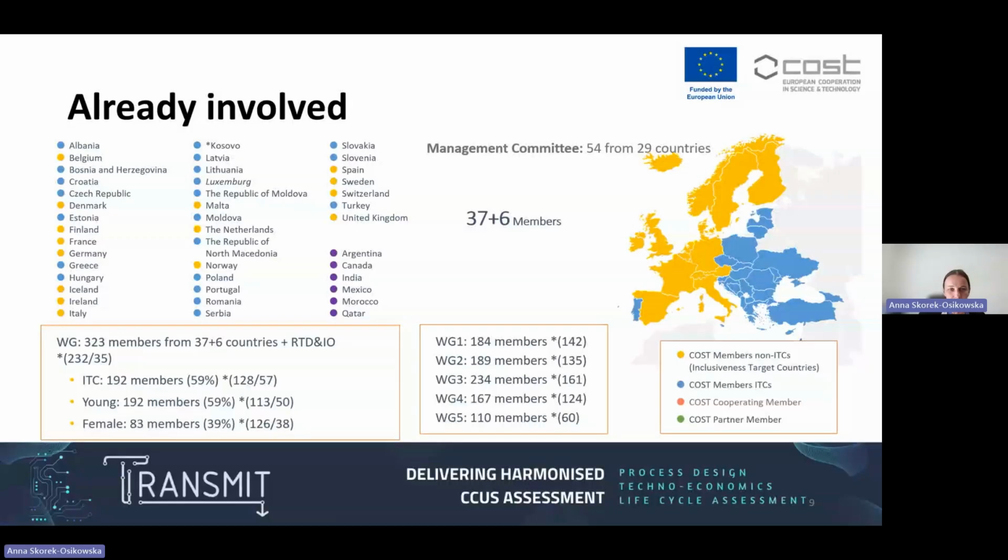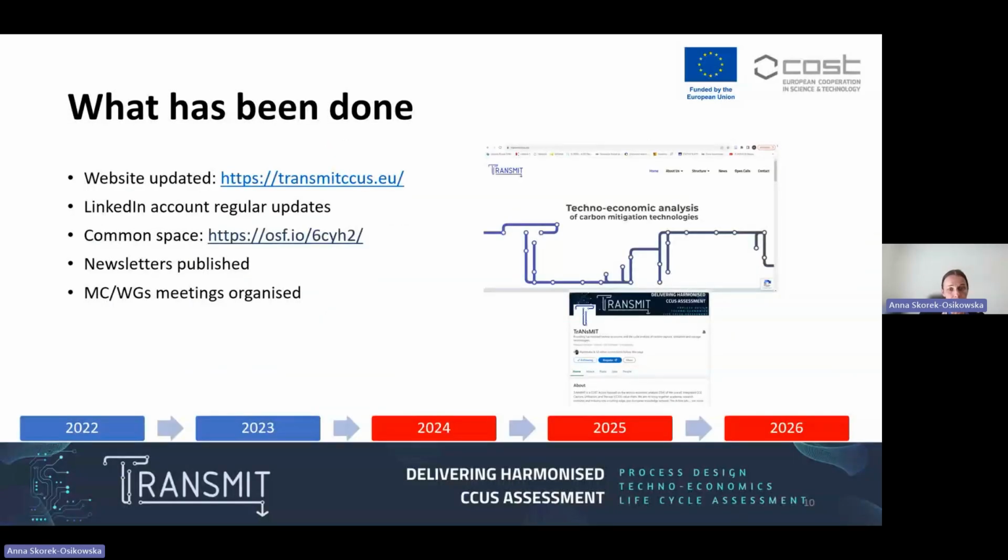What we did, very briefly: we have a web page. You're more than welcome to visit it. We have a LinkedIn account where, in both these places, we are trying to put updates, calls that are open for any event we have, and basically to show what we are doing. And we have some newsletters published that can also be found there.